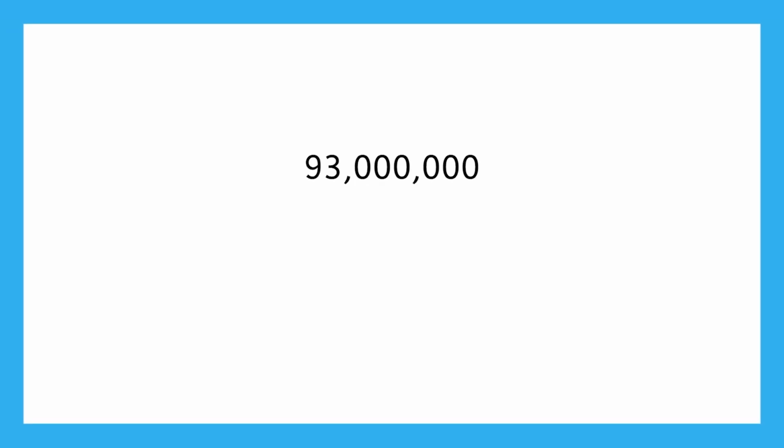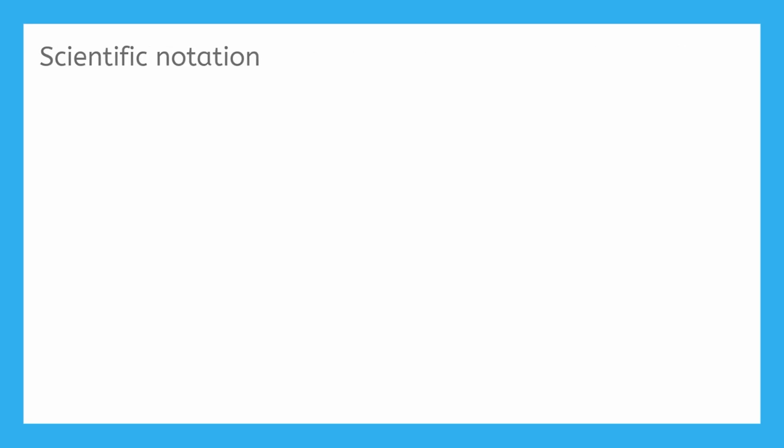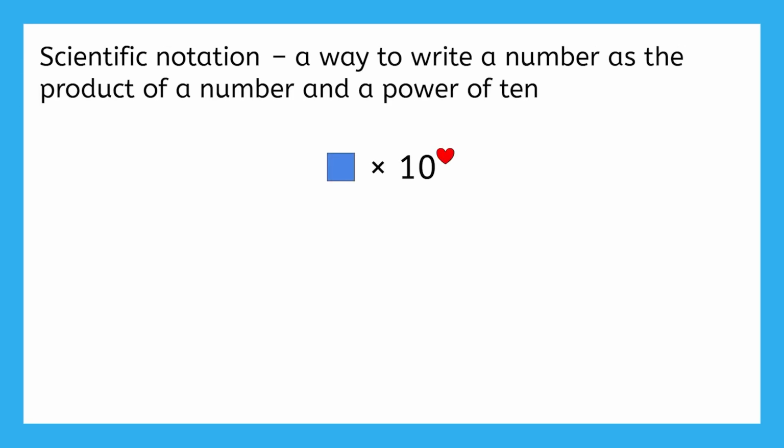We're used to seeing numbers written out with all their digits, like 93 million. That's called standard form. We think of it as the normal way to write numbers. Sometimes it's helpful to have a shorter way to write these big numbers, and that's where scientific notation comes in. It's a way to write a number as the product of a number and a power of 10.